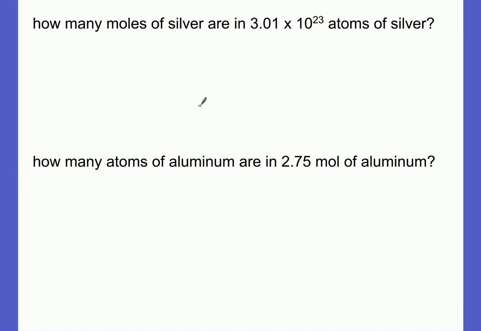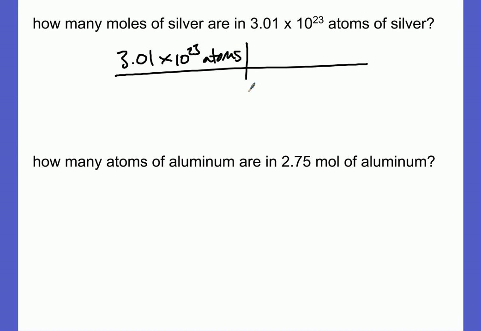This is another type of example. So using our mole concept in a different way, right, I can figure out how many moles of silver are in a sample that contains 3.01 times 10 to the 23rd atoms, because that was our other definition for a mole. 1 mole is always 6.022 times 10 to the 23rd of anything.